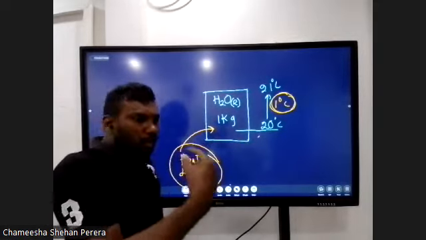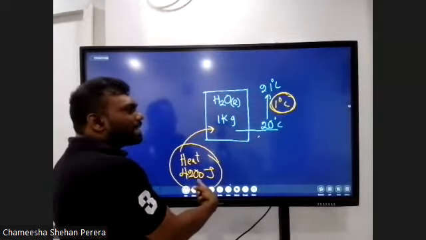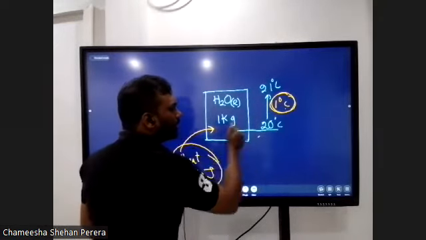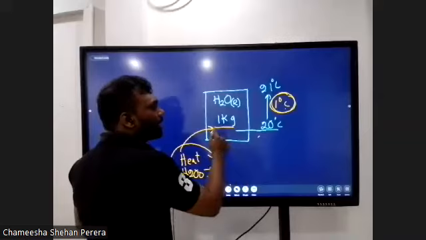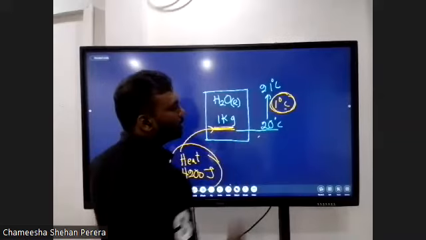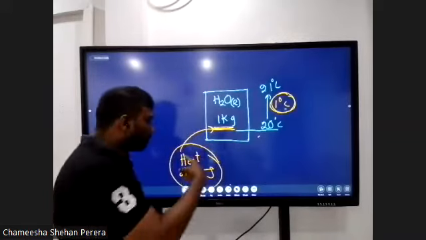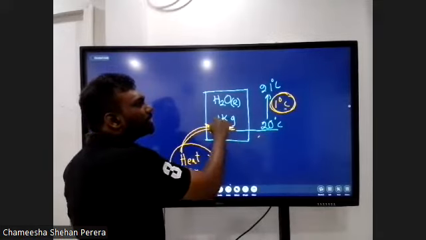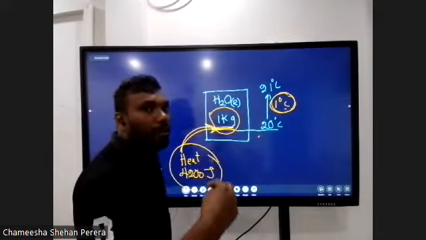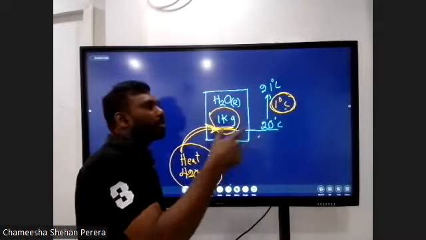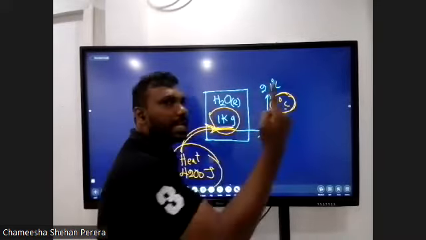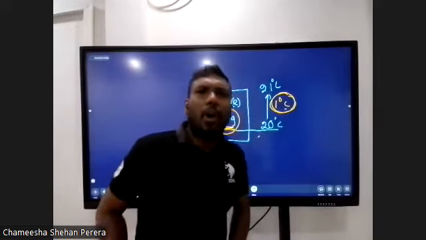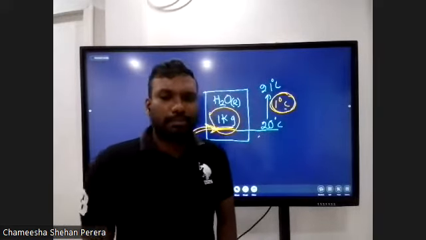The amount of heat that should be supplied to increase the temperature of 1 kilo of a substance by 1 unit. The amount of heat you need to supply to a substance of 1 kilo to increase its temperature by 1 degree Celsius is called specific heat capacity. So do you think the specific heat capacity of all substances would be the same or different?